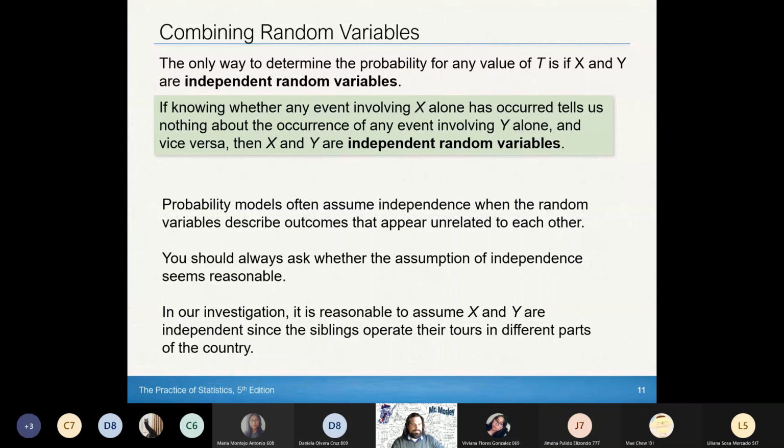Are there any questions about this? Again, understanding independence and how it can affect our probabilities is important. We need to be able to decide if something's independent or not.